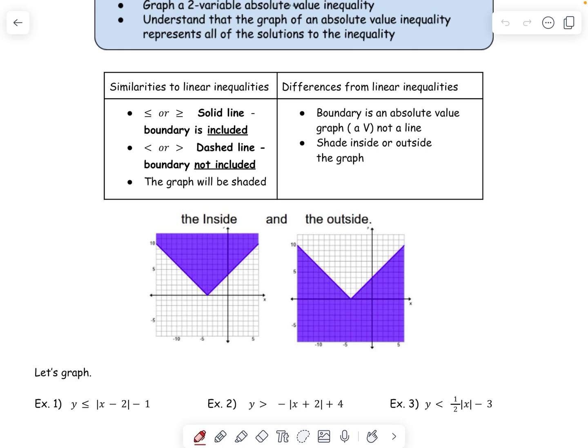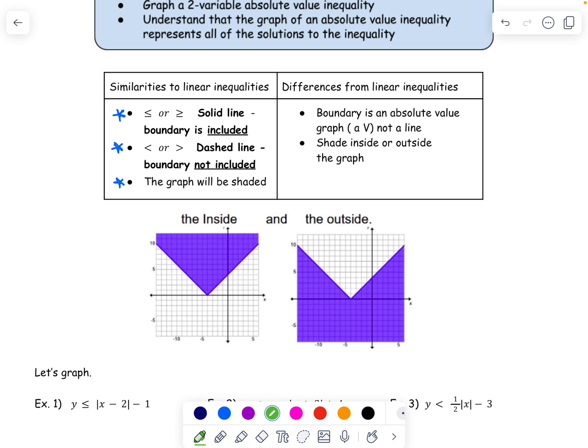Okay, so cool. That's great that we're going to need to know this, but let's just check this out. Here's some things we remember. If we have an equal sign on the bottom of our inequality, we include the boundary. If we don't have an equal sign, we do not include the boundary. And our graph will be shaded if there's an inequality, okay? So those are all of the things that are very similar to the linear inequalities, right?